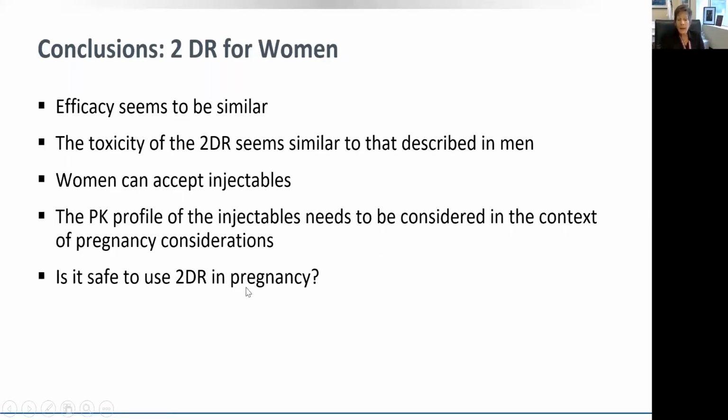And again, lastly, the concern is: is it safe to use 2DR in pregnancy? My own opinion is I think that it would be fine if a woman is on 2DR and suppressed and becomes pregnant. You may want to give some consideration to switching her to standard therapy in the 3rd trimester of pregnancy until we understand the issues related to maternal-child transmission.